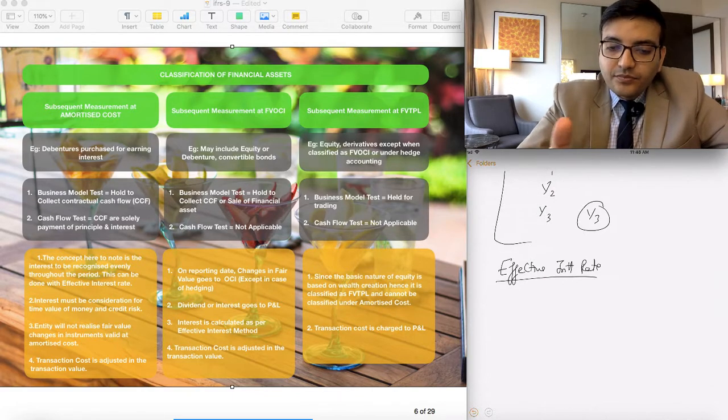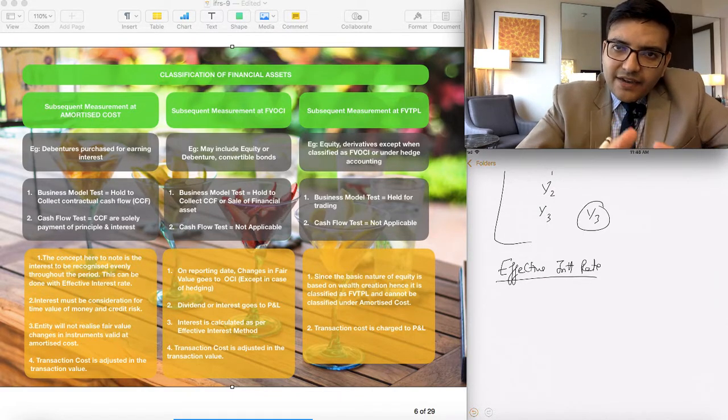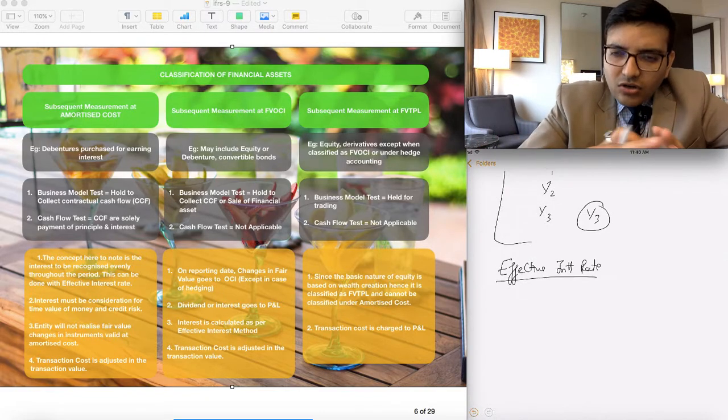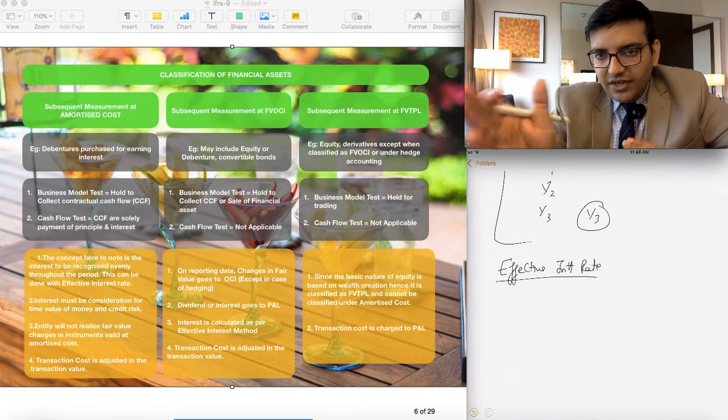So the first classification they gave was subsequent measurement and amortized cost. We'll not talk about the subsequent measurement, I've told you earlier. So we'll talk about amortized cost, FVOCI, FVTPL. Okay.